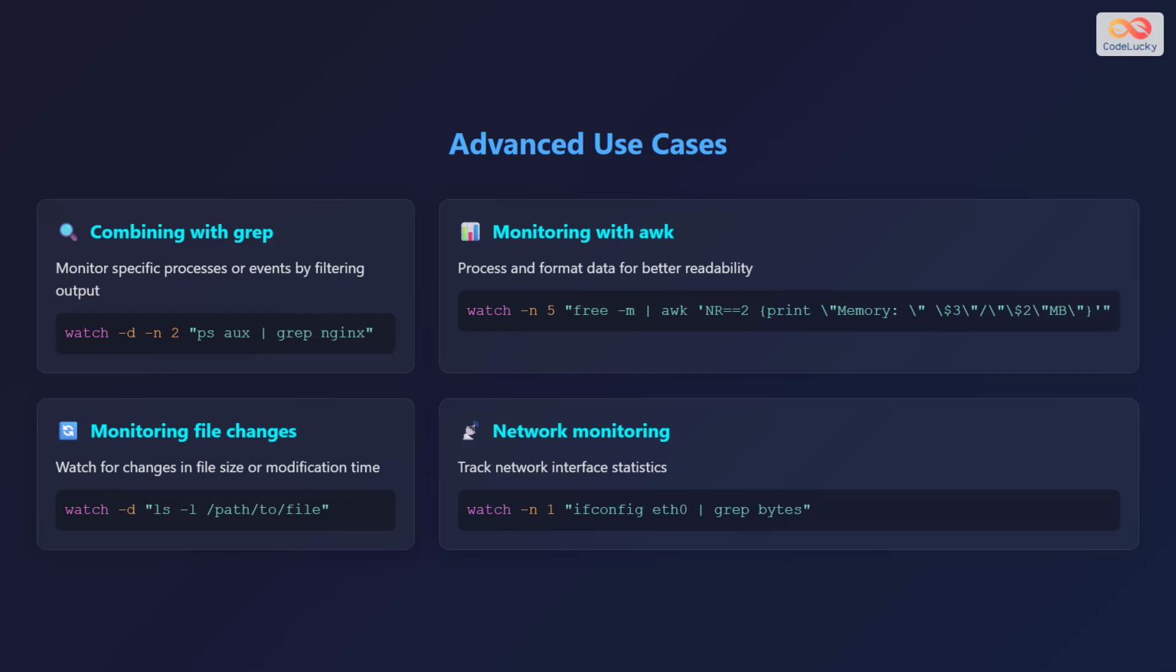Third, monitoring file changes by watching for changes in file size or modification time. For example, watch -d "ls -l /path/to/file" will highlight any changes to the file's details. Fourth, for network monitoring to track network interface statistics, use the command watch -n 1 "ifconfig eth0 | grep bytes", which will display the byte count for the Ethernet 0 interface, updating every second.